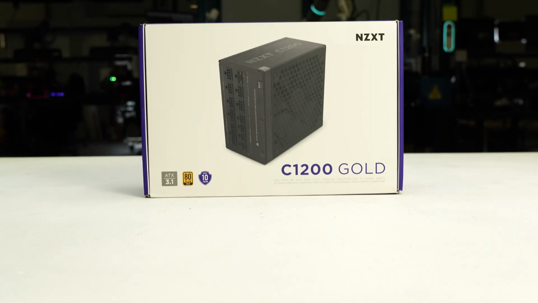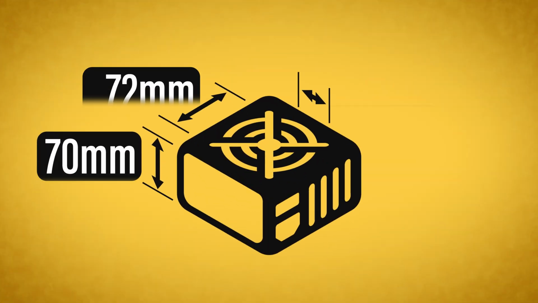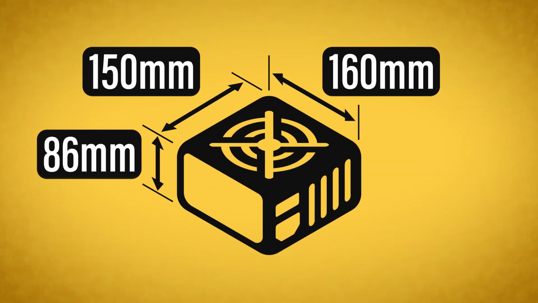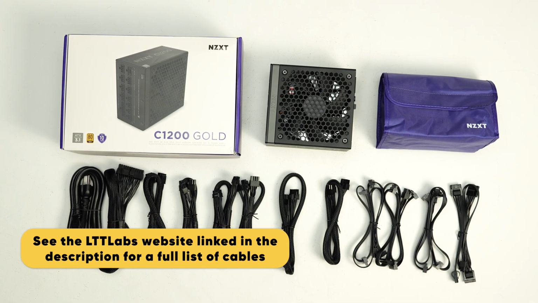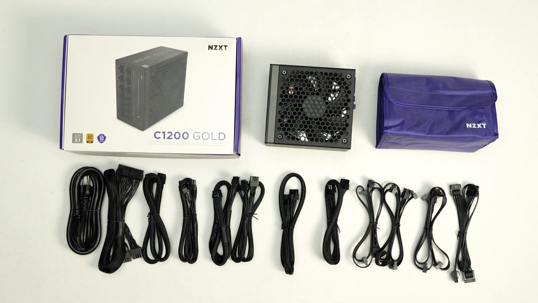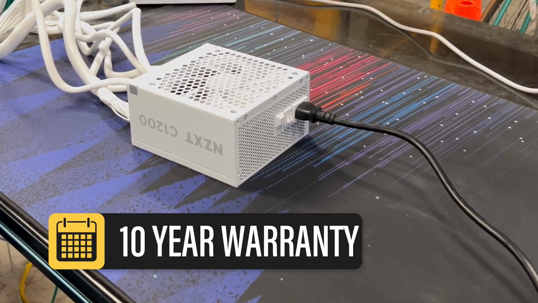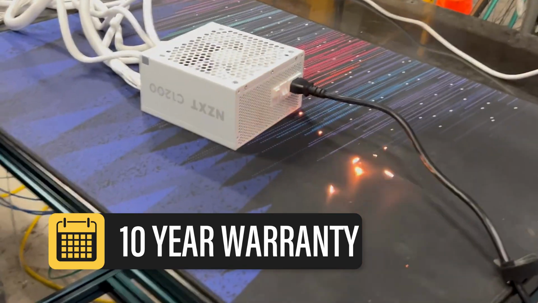The power supply comes in sturdy packaging and measures 150 by 86 by 160 millimeters. Considering cable flexibility, it has an effective depth of 200 millimeters. The C1200 Gold is accompanied by the accessories as shown and supported by a 10-year warranty. This warranty period is as expected for a power supply of this class.